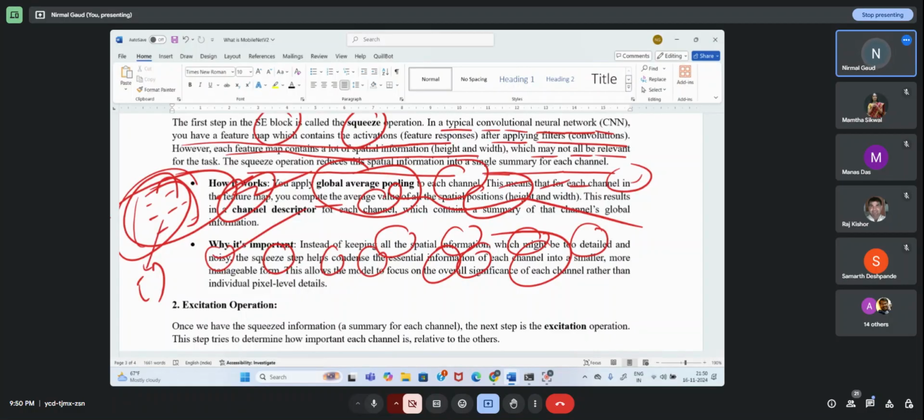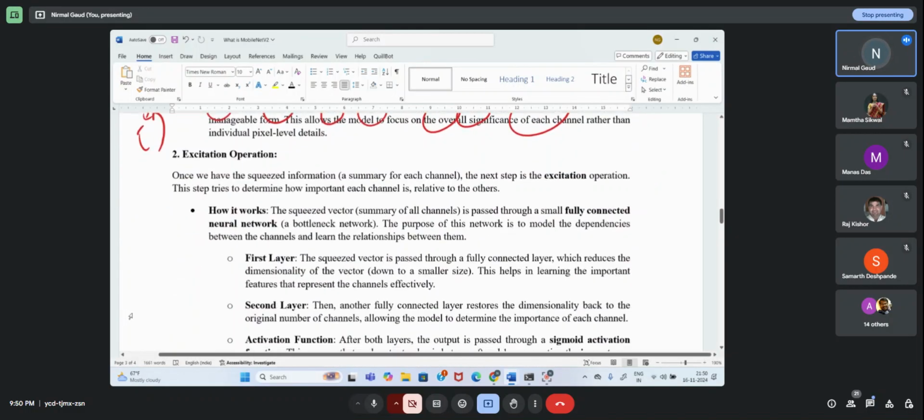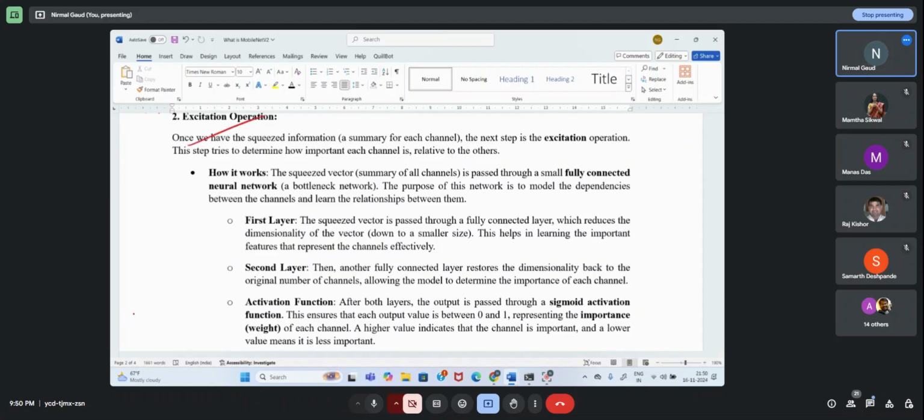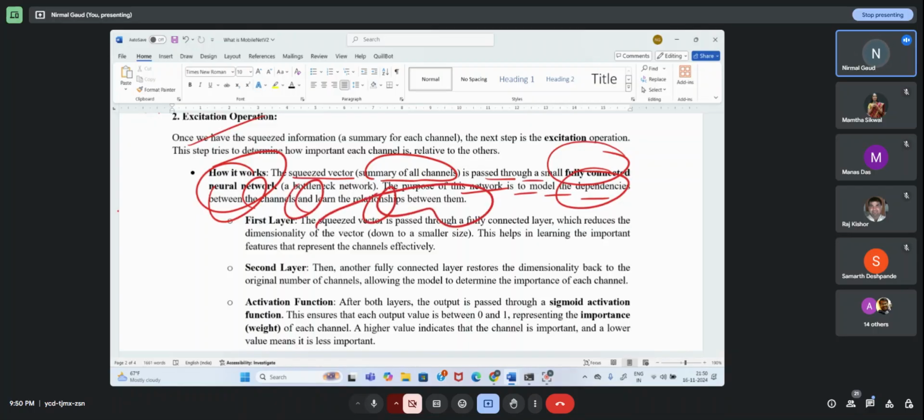Just take the average. This is squeeze. What is excitation then? The squeeze vector, that is a summary of all the channels, is passed through a fully connected neural network. The purpose of the neural network is to model the dependencies between the channels and to learn the relation. That means the squeeze vector is passed through a fully connected neural network, which reduces the dimensionality of the vector and helps in learning. The second layer restores the dimensionality back to the original.